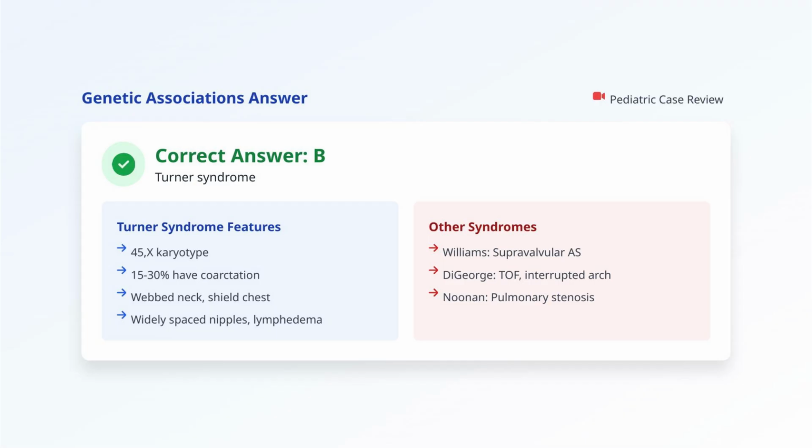Turner syndrome. This syndrome, characterized by a 45,X karyotype, is associated with coarctation of the aorta in 15 to 30% of cases. The classic features include webbed neck, shield chest, widely spaced nipples, and lymphedema. Other genetic syndromes associated with congenital heart disease include Williams syndrome, which more commonly presents with supravalvular aortic stenosis, and DiGeorge syndrome, which more commonly presents with tetralogy of Fallot or interrupted aortic arch type B.